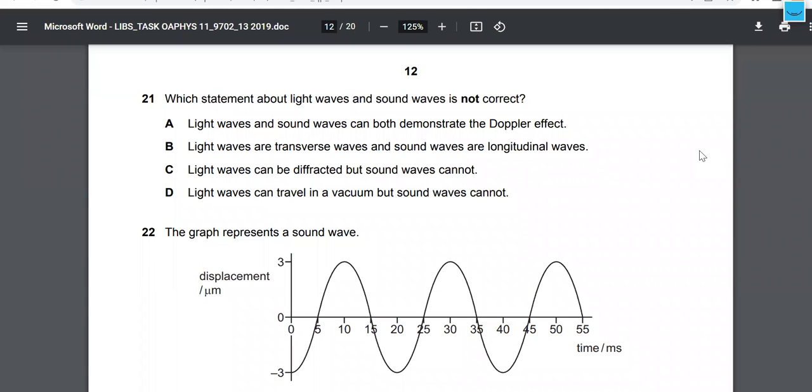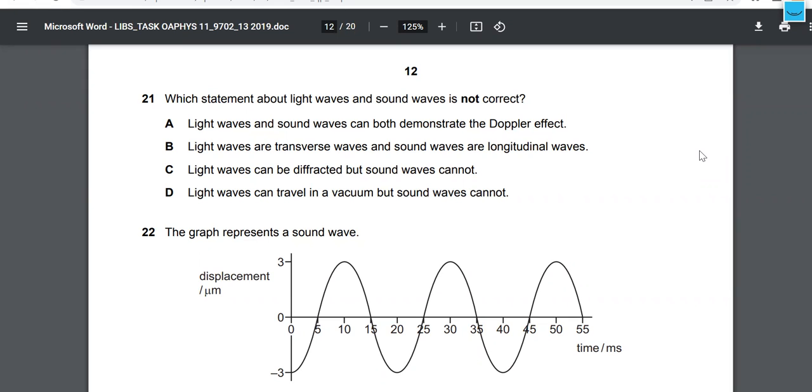All right, in this video, we're looking at the physics of waves, and these are questions that actually come from 2019, the winter administration, in October, November, paper 13. So question 21 reads, which statement about light waves and sound waves is not correct? All right, so we're listening for the not correct information.